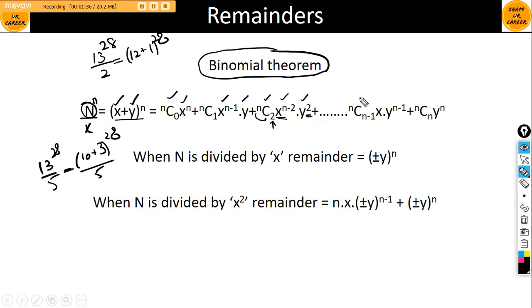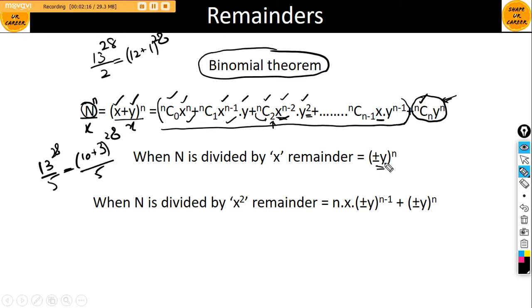We will not get into a detailed study of the binomial theorem. We just need to understand one part: what the expansion of (x plus y) raised to power n looks like. If we divide this number by x, we can observe that from the first term till the second last term, each and every term contains x or higher powers of x, which means this entire value in the bracket is a multiple of x. So the remainder comes out to be the last term only, which is nCn y^n. The value of nCn is 1, so it results in only y raised to power n.